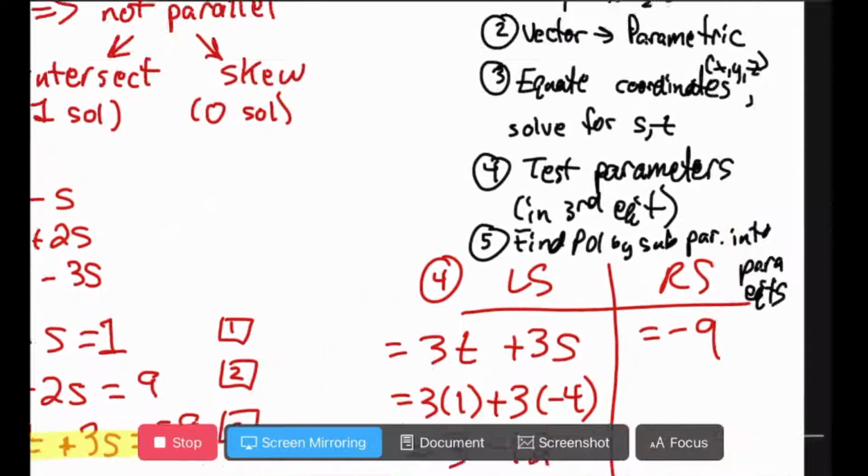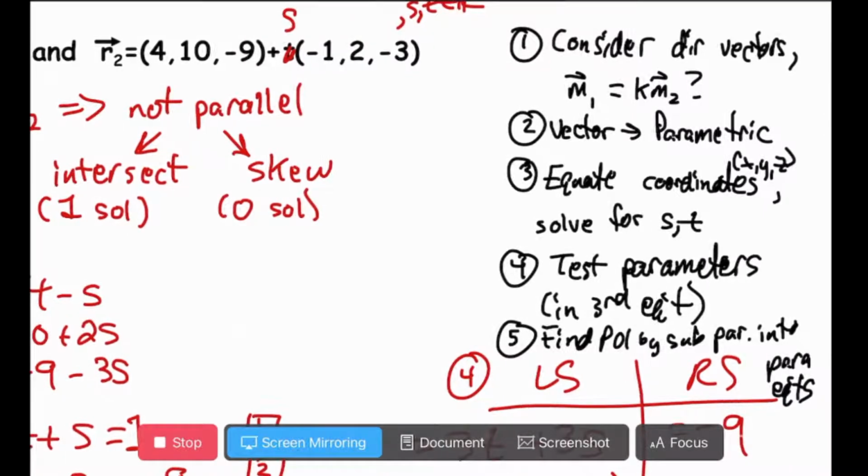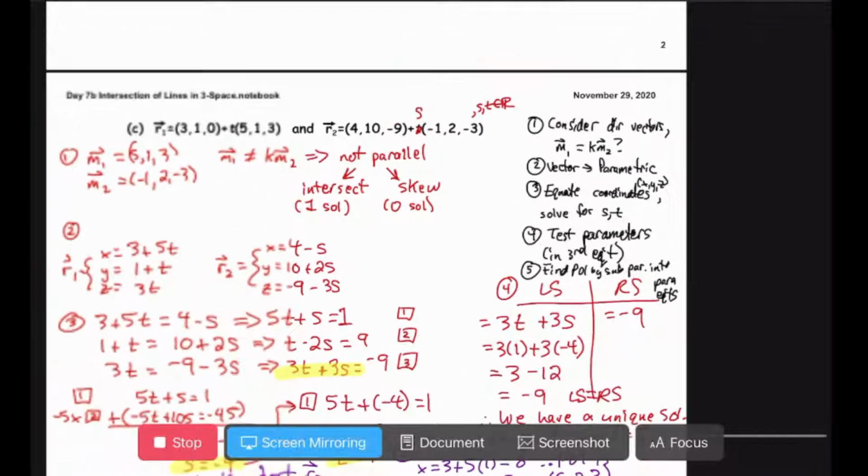I'll just zoom in a moment so we can see our steps. So we considered our direction vectors, determined if they were parallel, went from vector to parametric, equated the coordinates to solve for our parameters, tested our parameters in the third equation. We had a consistent result, so we knew that these lines intersected, and then we found the point of intersection by subbing that parameter back into one of the sets of parametric equations.